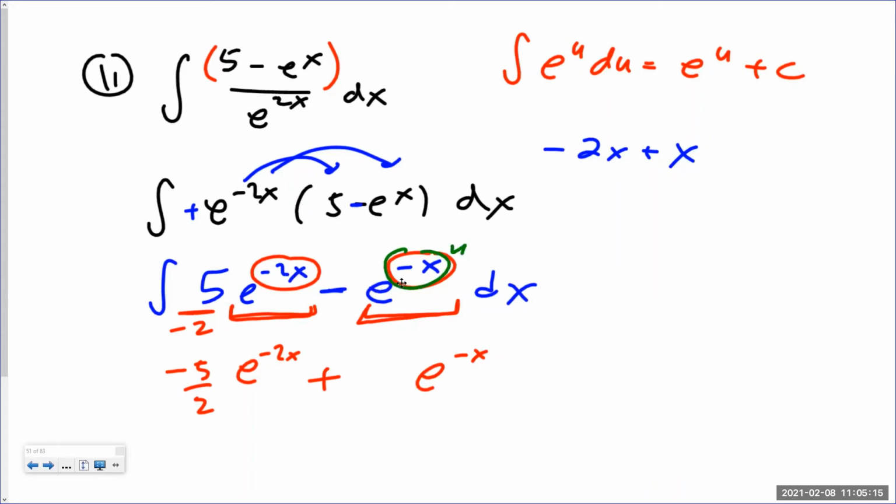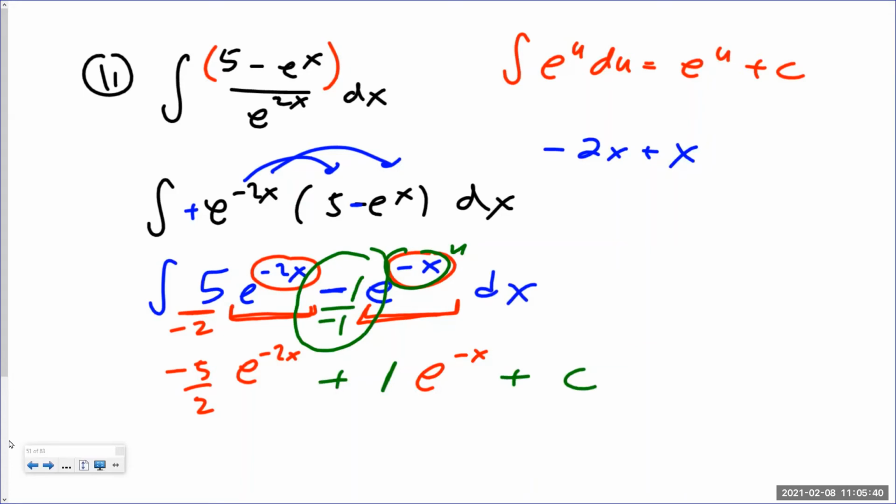Here's my u. If this is u, what's u prime? Negative 1. So you divide by negative 1. Guys, what am I dividing here? What number is really here that you can't see? 1. So what's negative 1 divided by negative 1? Positive 1 times e to the negative x plus c. So everybody good with that? And that would be pattern recognition for this problem.